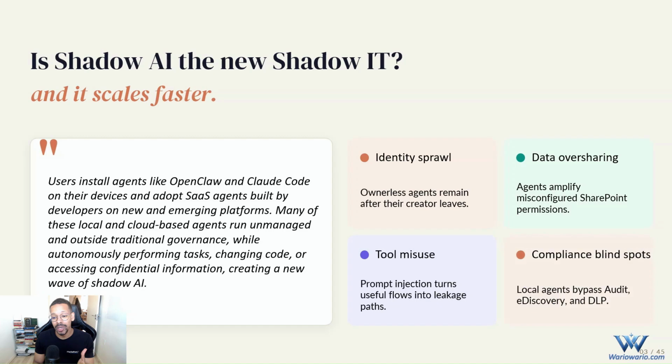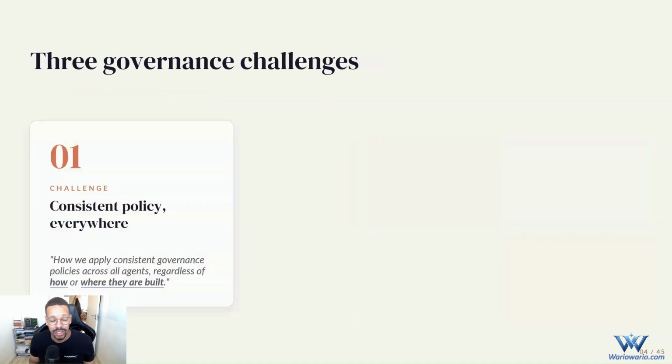And they bypass e-discovery and the DLPs because they're running on the machine. They're not running in the cloud. So they will not be covered, because most of the guardrails we have are in the cloud. Microsoft states these three governance challenges.